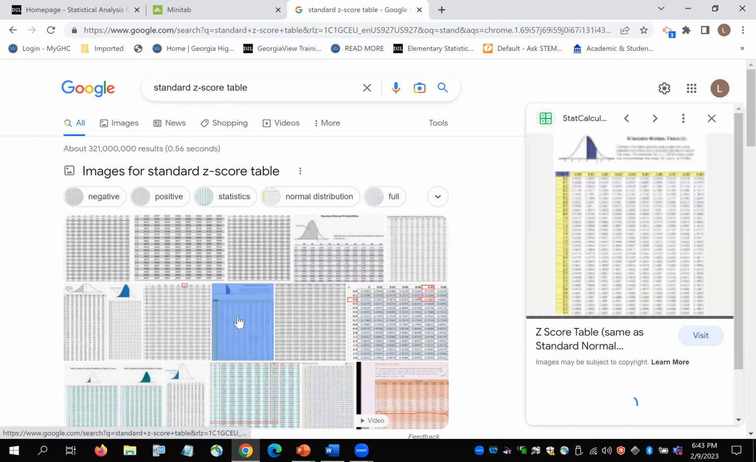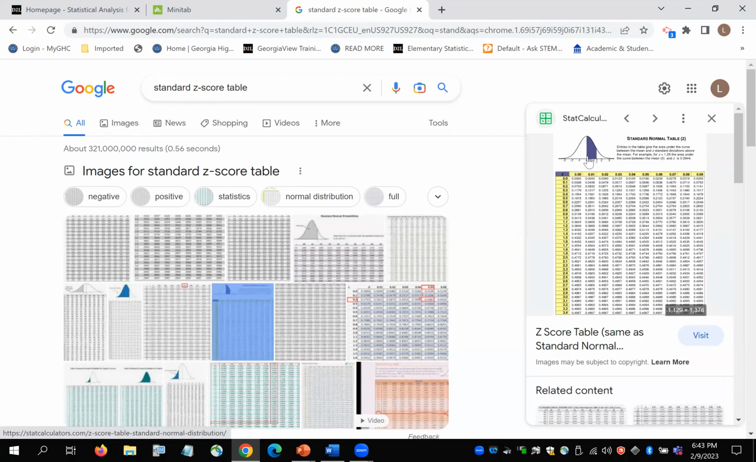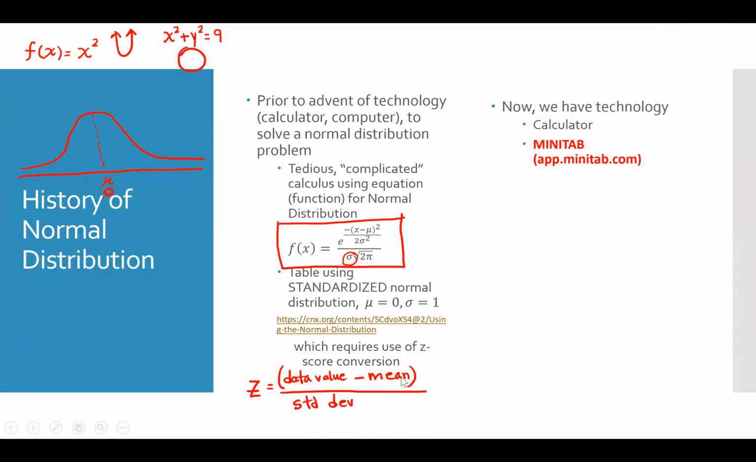But if I happen to go over to this table, it reads from the center to the z-score. So you had to know how the table was set up so that you could read it properly. It was messy, it's clunky, and it took a long time. So thankfully for us, we have technology to do it. We really do not rely on the tables and the standardized normal distribution anymore.